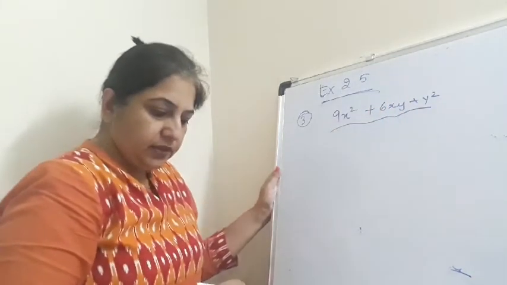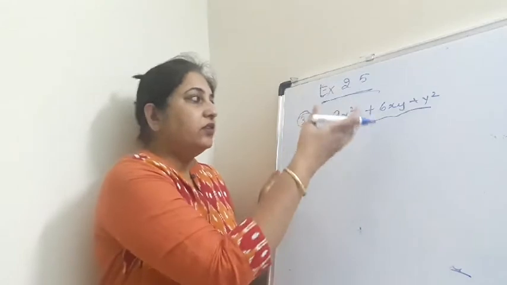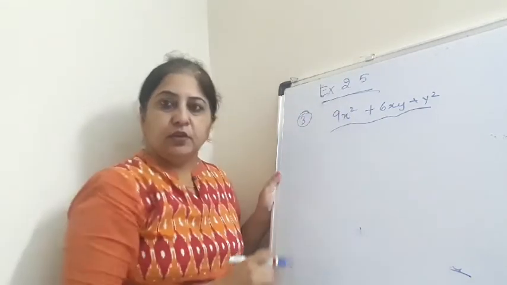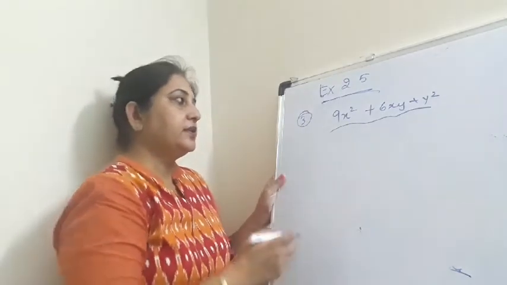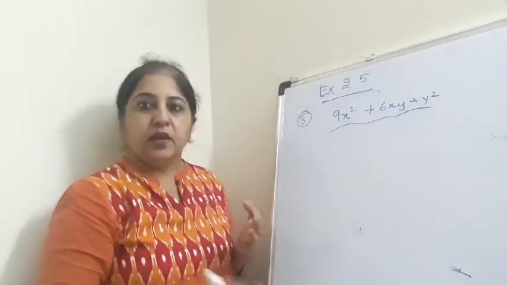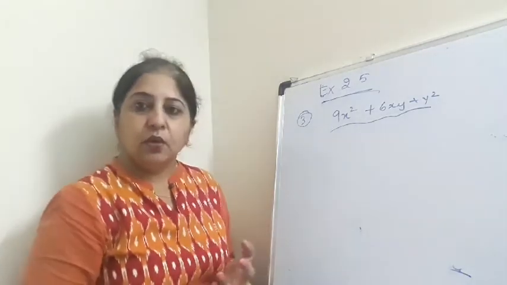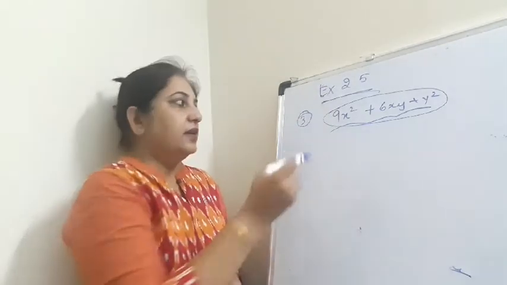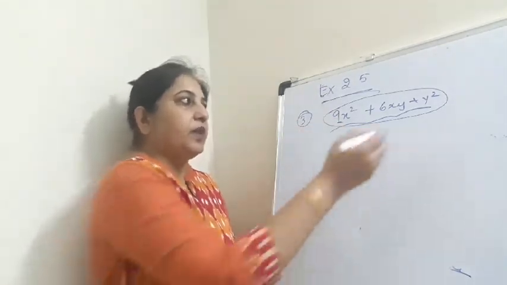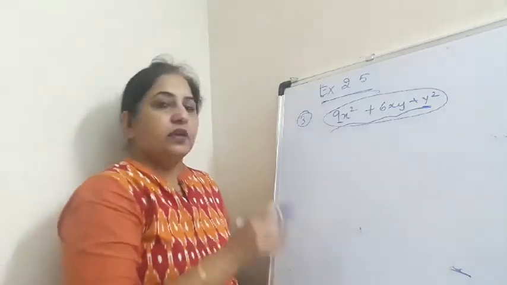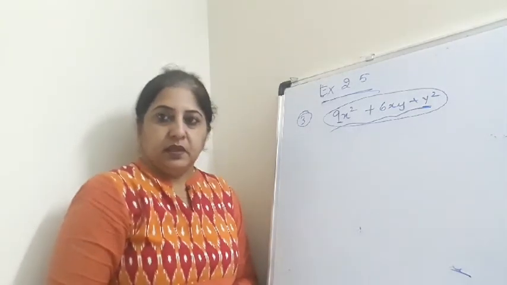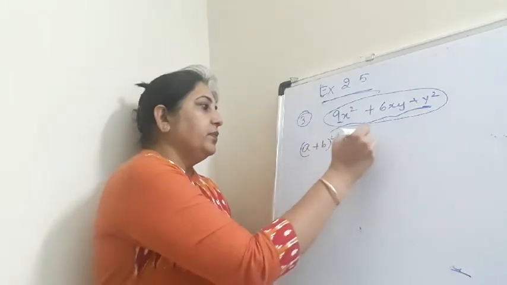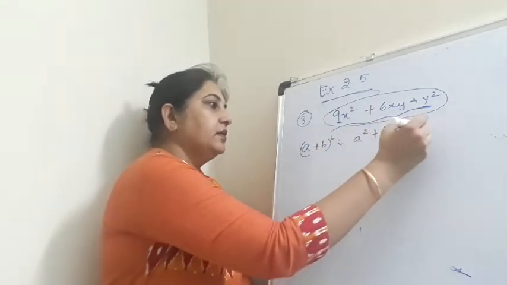Now they are saying to factorize, you have to find out the factors of this and which identity suits this question. You have to look for all the identities. Is it a plus b the whole square, or a minus b the whole square, or a minus b the whole cube? Now as you can see that all the terms are positive, and this is a square of 3x and this is a square of y. So we can use the first identity, that is a plus b the whole square. So a plus b the whole square is equal to a square plus 2ab plus b square.